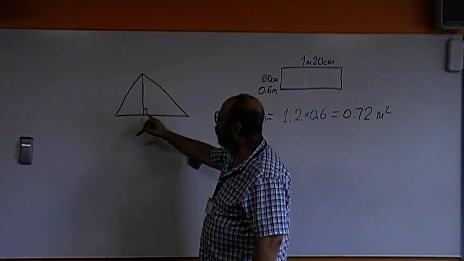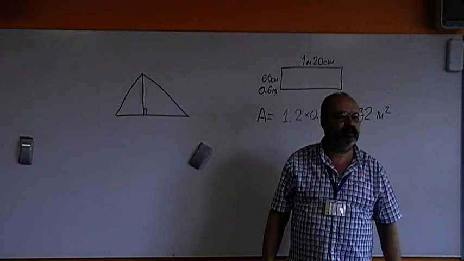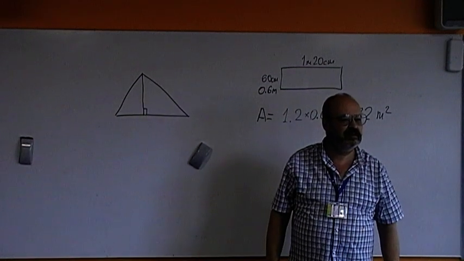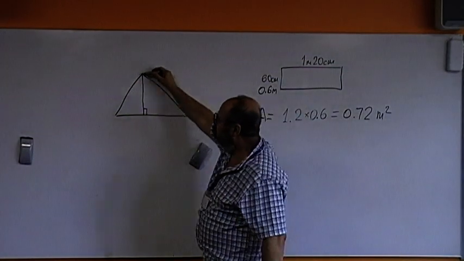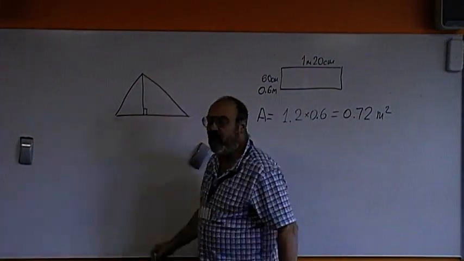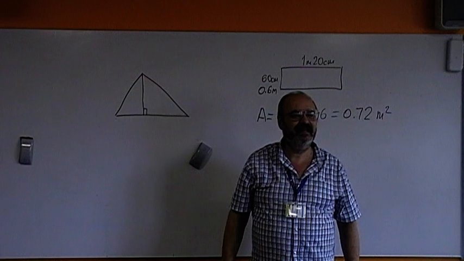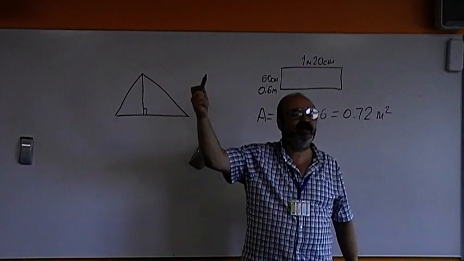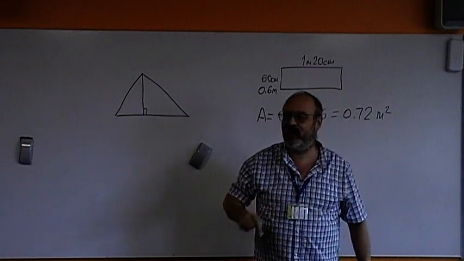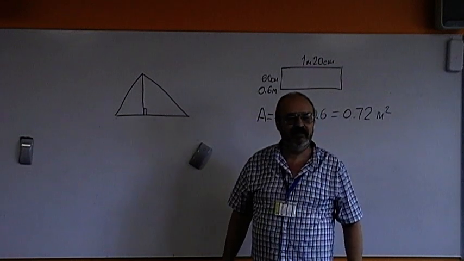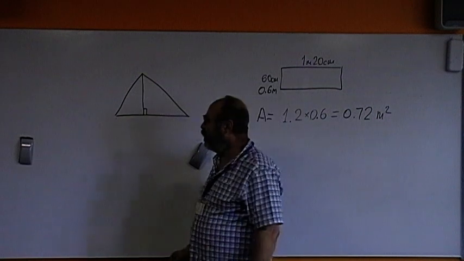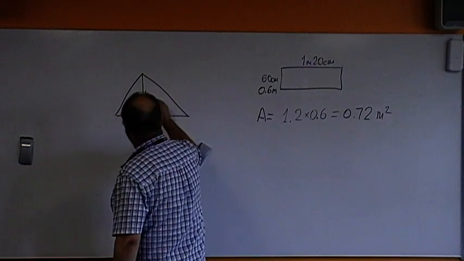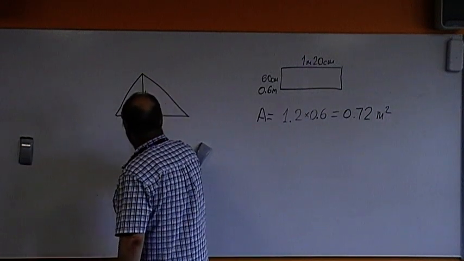this line that we draw from the vertex to the opposite side at a right angle, how is it called? It's not the vertex, this is a vertex. How do we call this line from the vertex to the opposite side of the triangle? It's called the height. And this is called the base.